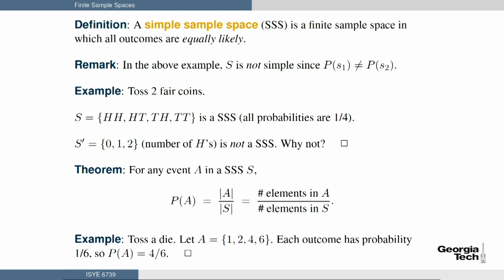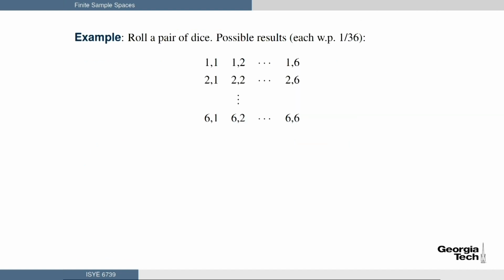Let's toss a die, and we'll let the event A be the outcomes 1, 2, 4, and 6, each of which has probability 1/6. So that means that the probability of A is the cardinality of A over the cardinality of S, 4/6. Very, very easy. Here's a nicer example. Let's toss a pair of dice. Possible results, each with probability 1/36, are 1,1; 1,2; ... 1,6, all the way down to 6,6.